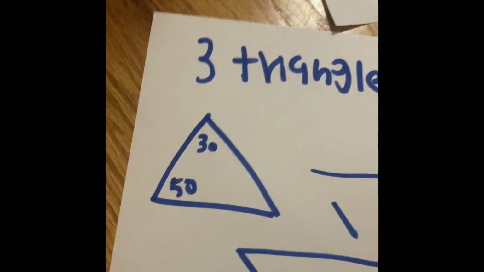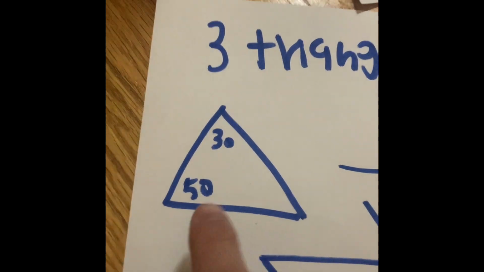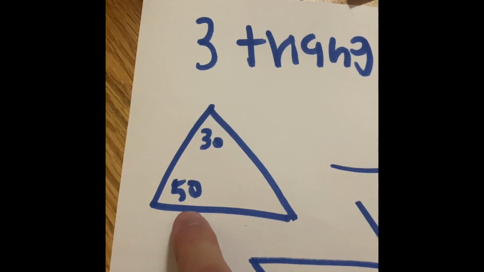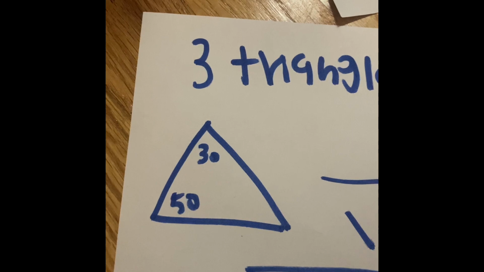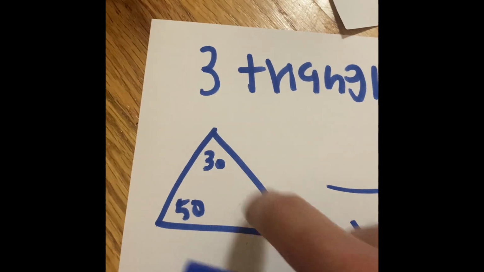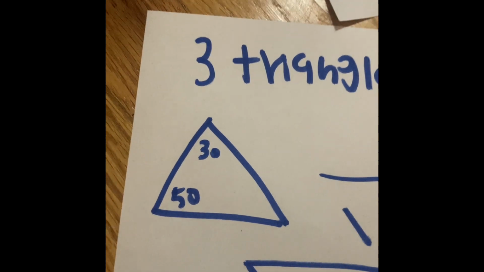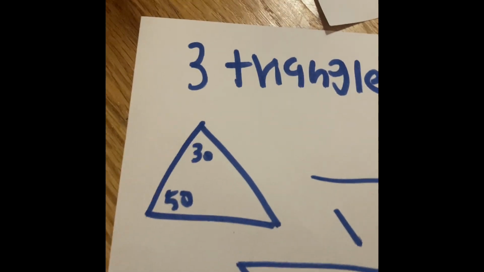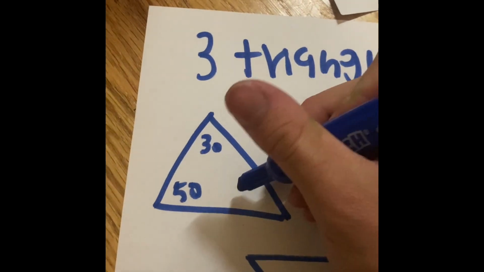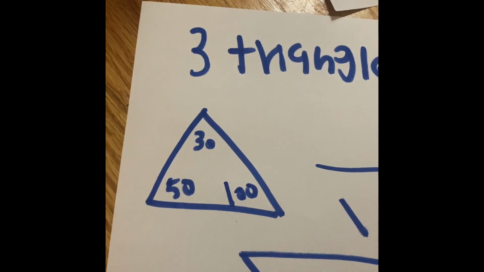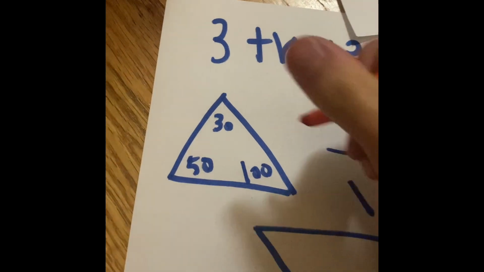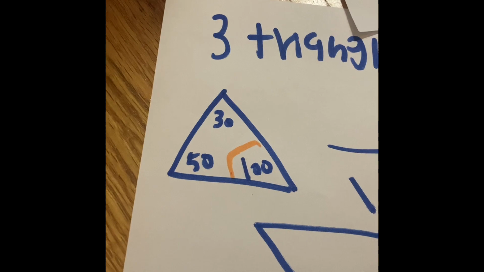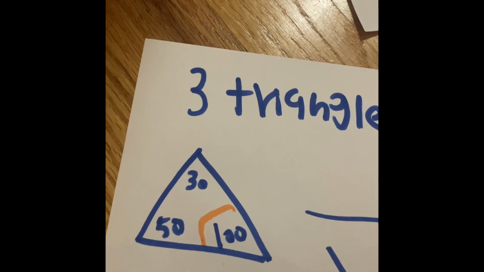So you see this triangle right here? Yep, it's a triangle. If we were to calculate all the angles inside the triangle, 50, 30, well, what would this one be? We're going to say it's 100, but the question is, why is it 100 degrees? And how do we know it's 100 degrees?